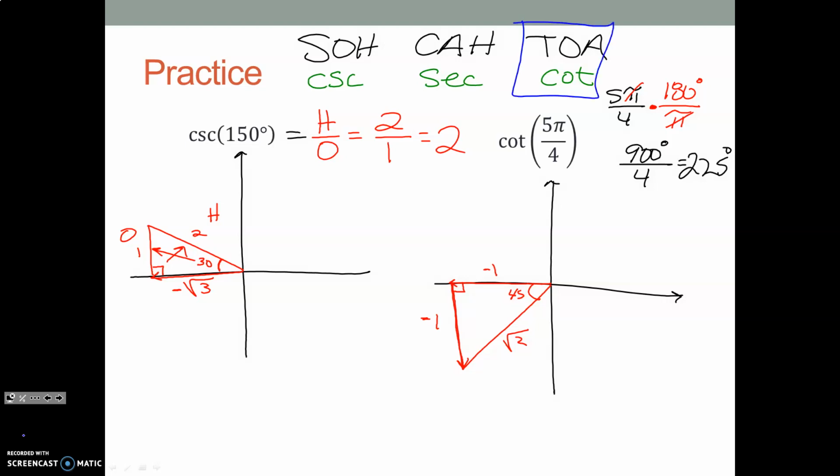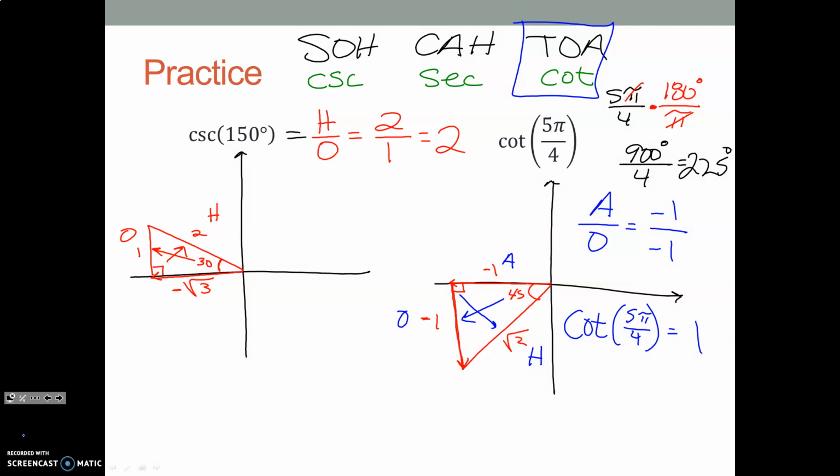Cotangent, that would be the reciprocal of tangent. So cotangent would be adjacent over opposite. Okay, so opposite side here, this would be my hypotenuse, which means that's my adjacent. So -1 over -1. And I find with that cotangent of 5 pi over 4 is -1 over -1, which is just 1. Okay, so cotangent of 5 pi over 4 is just 1.